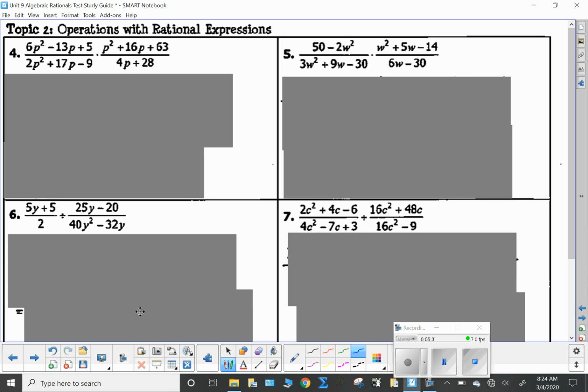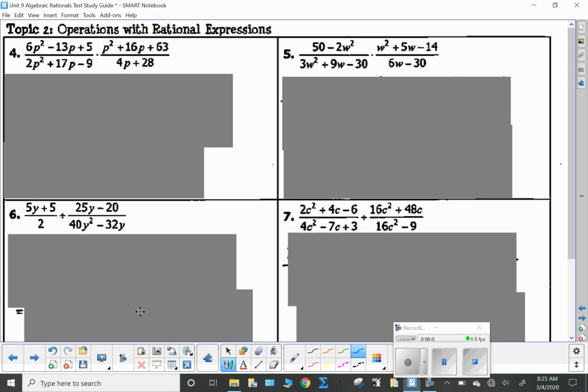Operations with rational expressions. This is when we add, subtract, multiply, and divide. Okay, what I'm going to do first, however, is I'm going to go through the multiplication and division. So that's just going to be problems 4 through 7. Then I'll take a break and I'll come back and do the adding and subtracting, because that gets a little bit crazier, and then do a third video with complex fractions.